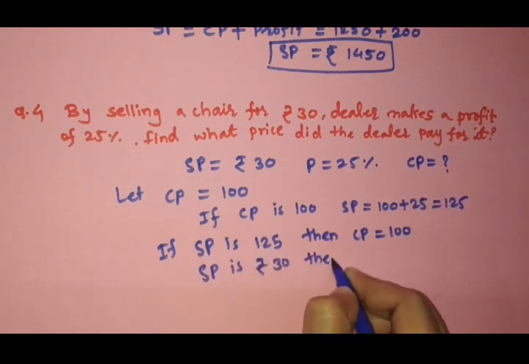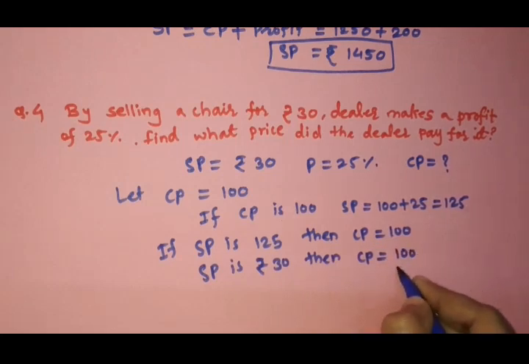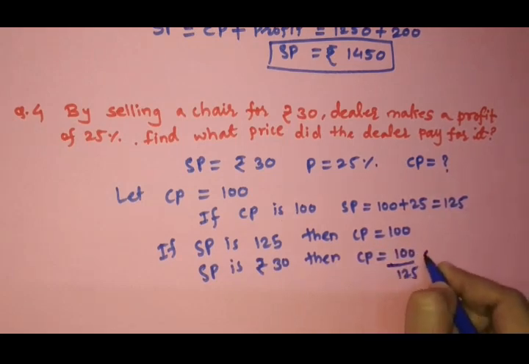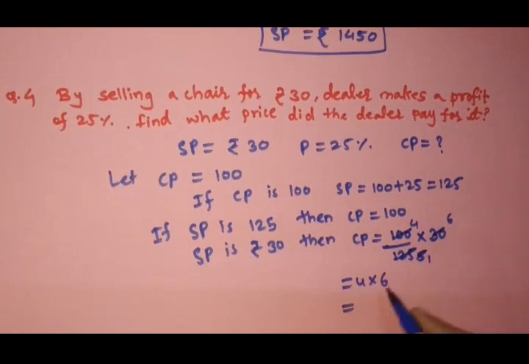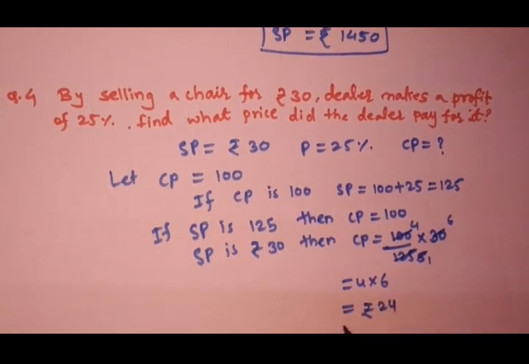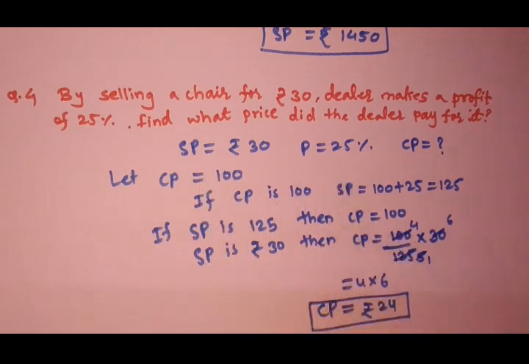So then the CP is what? It is like a previous question we have solved in a previous video. 100 upon 125, multiplied by this 30. So we can solve here 25 5s and 25 4s, and here 5 1s and 5 6s. So you can get 4 6s, so you'll get 24. So at what price did the dealer pay for it? That is the cost price. We got 24. It means the dealer bought it for 24 and sold it for 30 and made a profit of 25%.